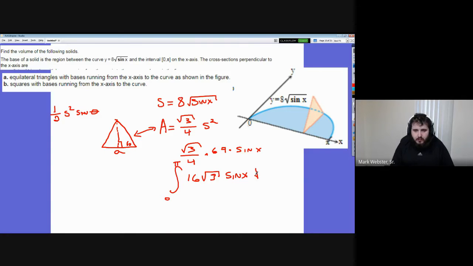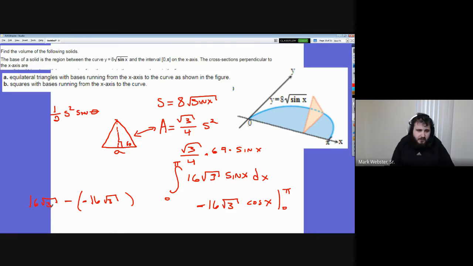All right, so let's do that. We integrate sine, we get negative cosine. And then we're going to go from 0 to pi. Well, cosine at pi is -1, so we get positive 16 radical 3. And we're going to subtract. Cosine at 0 is +1, so a negative 16 radical 3. Minus a minus, so 16 radical 3 plus 16 radical 3.